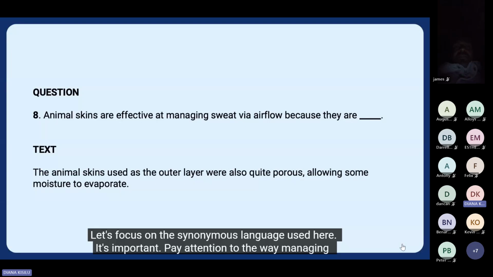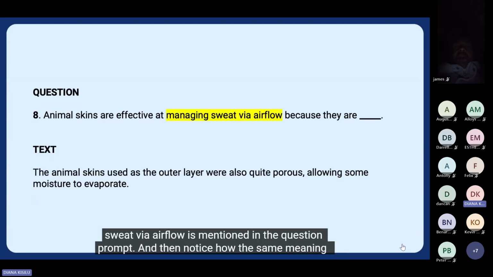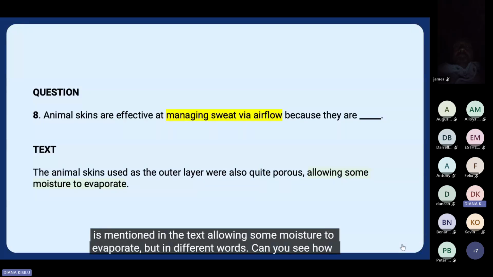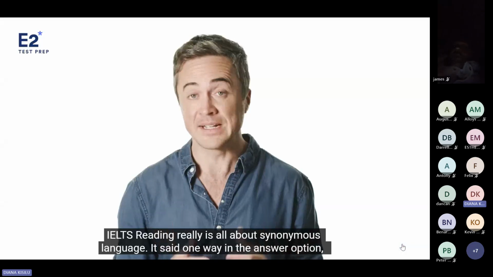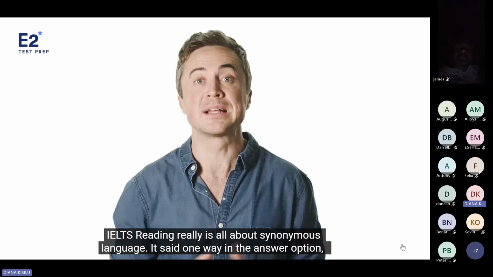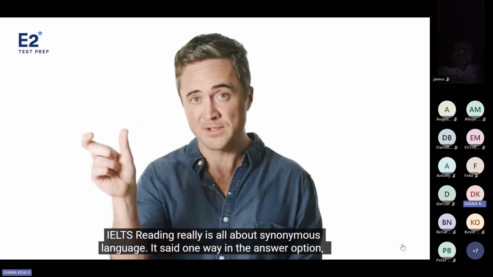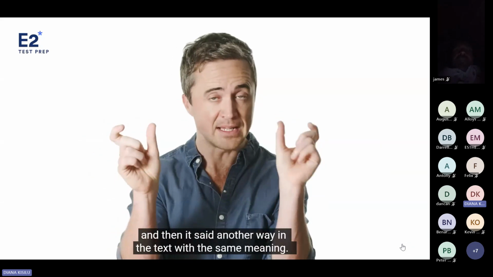Let's focus on the synonymous language used here. It's important. Pay attention to the way managing sweat via airflow is mentioned in the question prompt, and then notice how the same meaning is mentioned in the text, allowing some moisture to evaporate, but in different words. Can you see how these two sentence sections say the same thing, but in different ways, using different words? IELTS reading really is all about synonymous language. It's said one way in the answer option, and then it's said another way in the text with the same meaning.